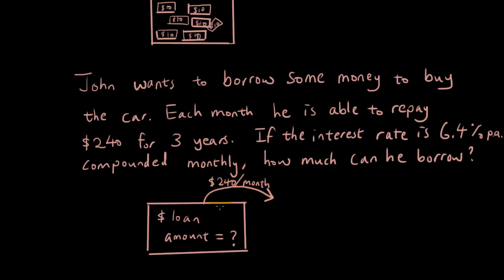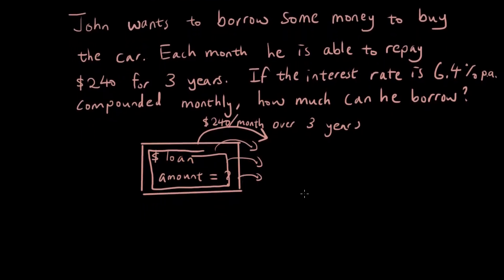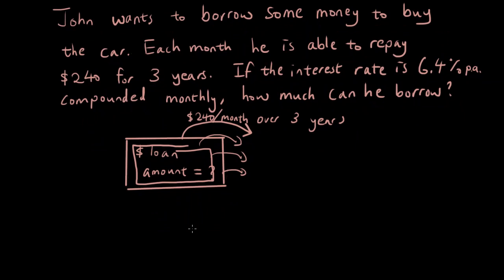He's going to keep taking money out, $240 every month, until there's no money left, and he's going to keep doing that for 3 years. Over 3 years, every month some money is going to come off. So the question is, how much money is in the box in the first place? So in order to calculate this, you want to use a formula. So let's get that formula up for you guys.